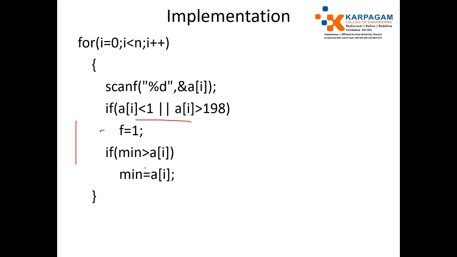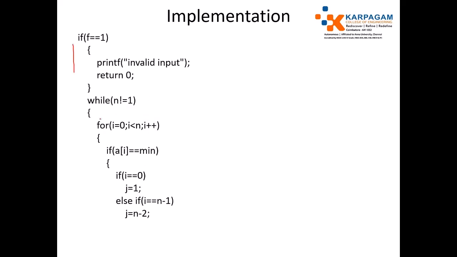If A[i] is not less than 1 and not greater than 188, flag will not become 1, so it will come to this condition. Here, until the size of the array reaches the end, we need to check every element. Before you identify the minimum value, you know this should be multiplied by another number. Just in the array, check A[i] equal to minimum.